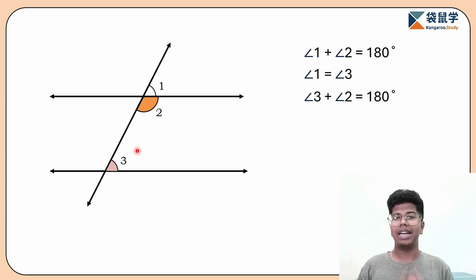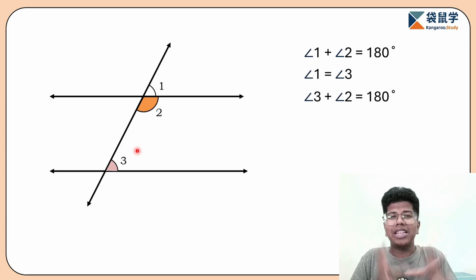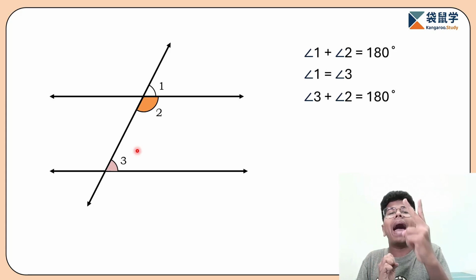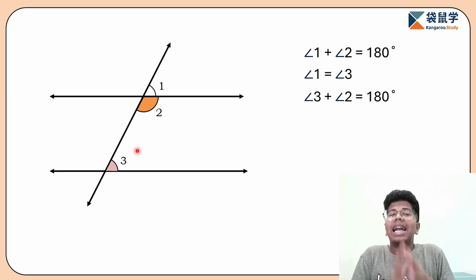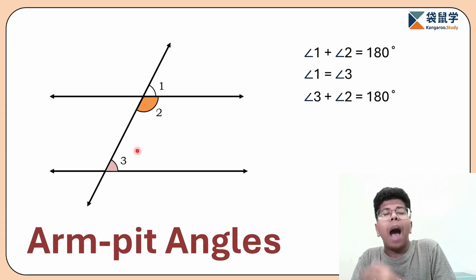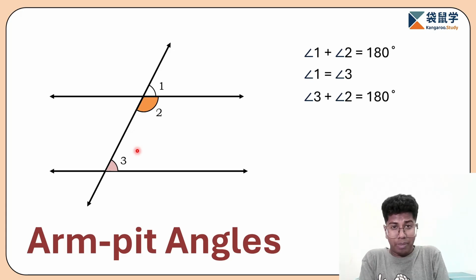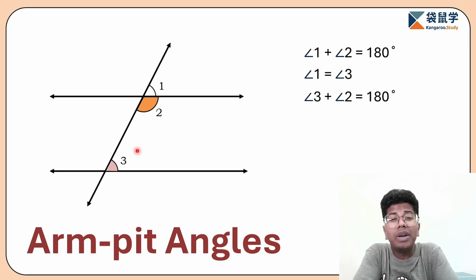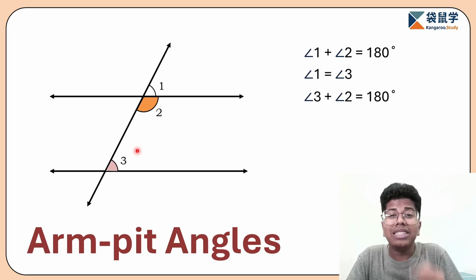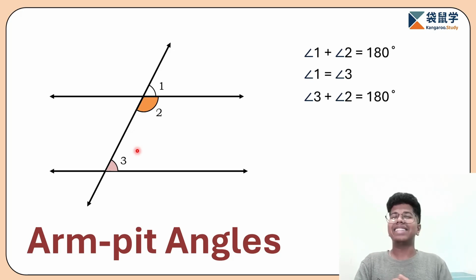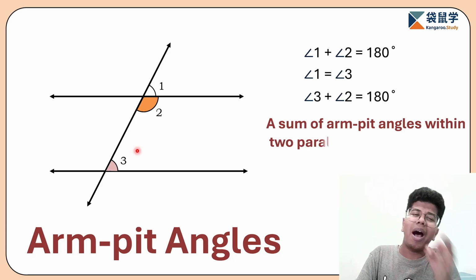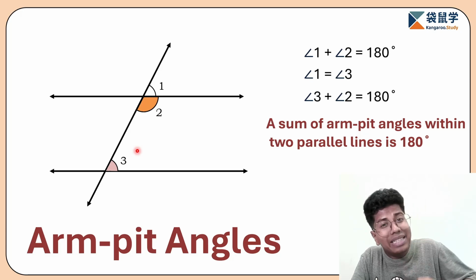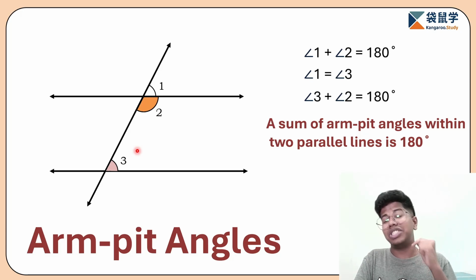So the sum is 180. Now, there's something special about these two angles. If you observe, they are present in between two parallel lines. That is the reason why we call them armpit angles. Just like if I put my hand straight, these two angles are inside my armpits, between the arms. And what about the sum of these armpit angles? Yes, it's 180 degrees. So I can write down: the sum of armpit angles within two parallel lines is 180. This is a new thing that we have learned through this question.